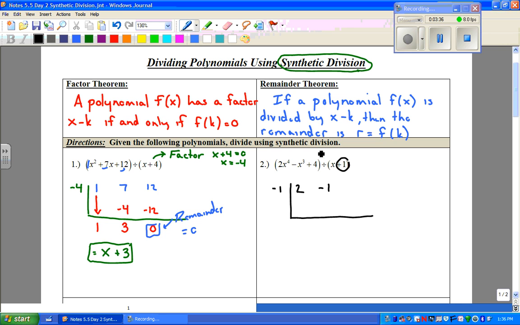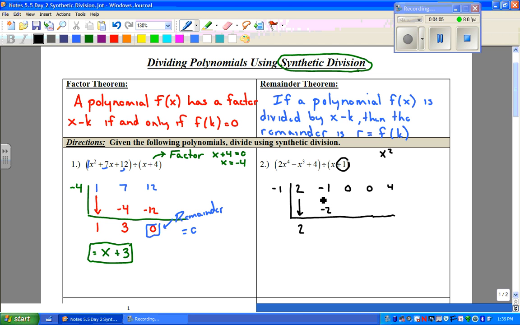Now you'll notice this one is missing an x squared. There is no x squared, so in the position where x squared would go, we put a 0. There is no x to the first power, so we put a 0 there too. Then we take our constant, a 4, and we start doing synthetic division to see if this is a factor of this quartic. I'm going to follow the same steps. I'm going to bring 2 down, and then multiply these two numbers right here to get a negative 2.